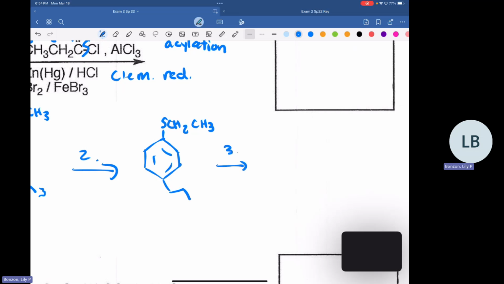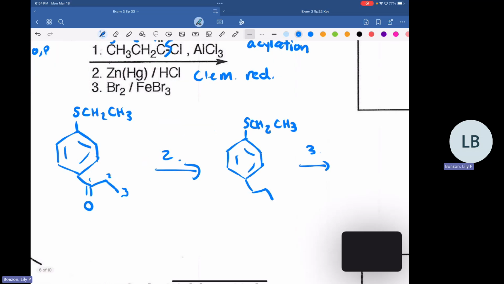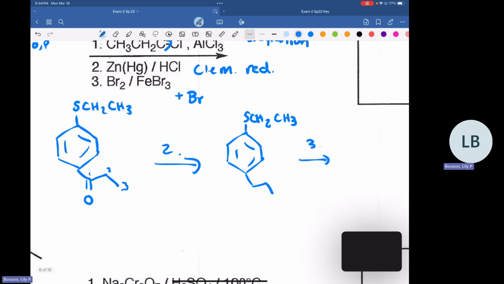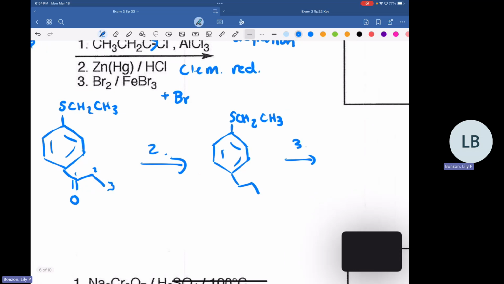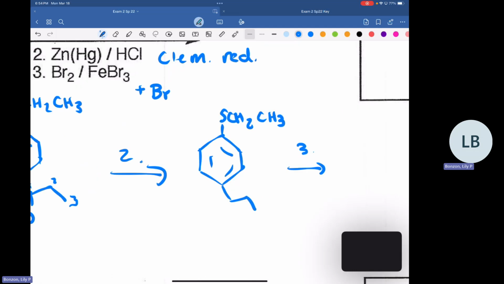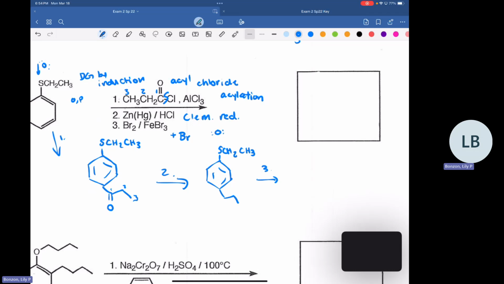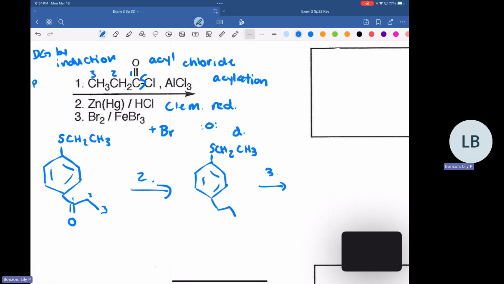All right. Then for step 3, we've got Br2 FeBr3. This is another EAS. We're adding a bromine onto our ring. And so we have 2 donating groups here. We have an alkyl, and then we have a, I can't even remember what it's called, but it's the sulfur group. Again, this one kind of acts like oxygen. So this one, like we said earlier, is going to be donating by induction. The group on the bottom is going to be donating, sorry, by resonance.